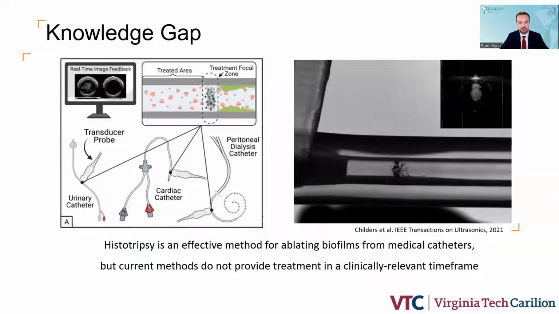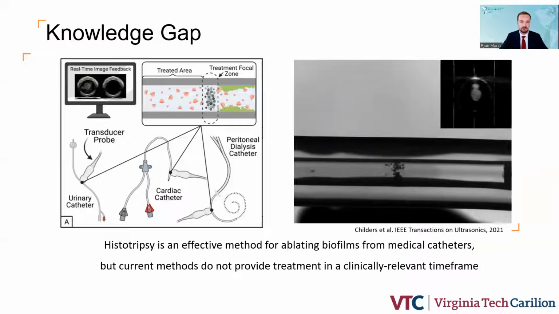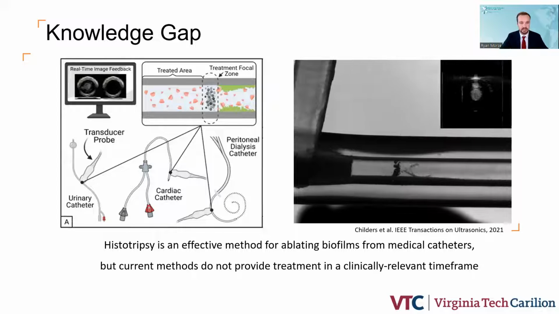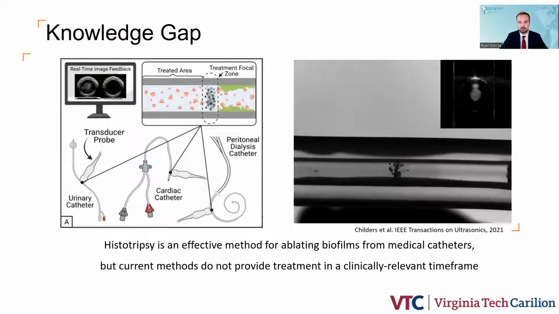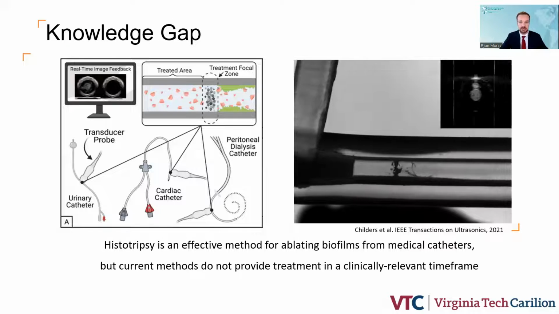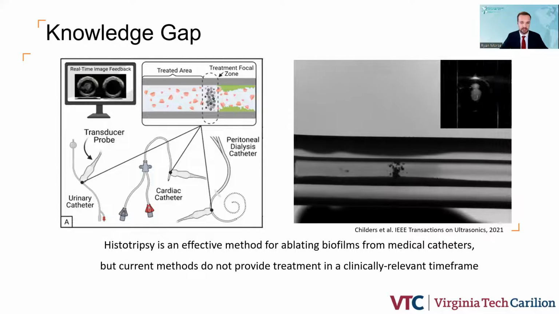Recently, however, histotripsy has been developed as an effective method for ablating biofilms from medical catheters. Histotripsy is a non-invasive, focused ultrasound therapy that our lab has recently found to be highly effective for this purpose. Current methods, however, do not provide treatment in a clinically relevant time frame. Using the best methods established in Childers et al. in 2021 would require about 8 minutes of treatment per centimeter of catheter. This would correlate to almost 6 hours for the treatment of a standard length urinary catheter, meaning this is not currently a clinically applicable treatment modality.